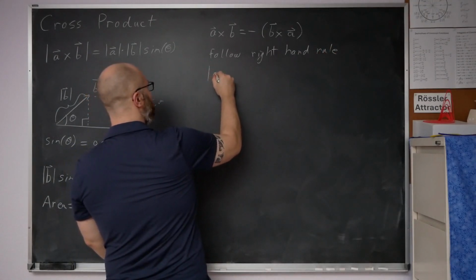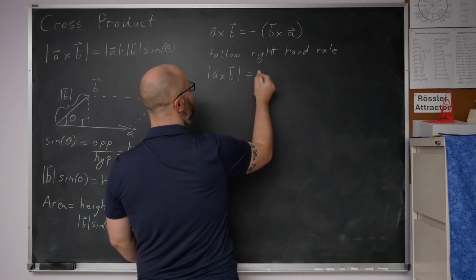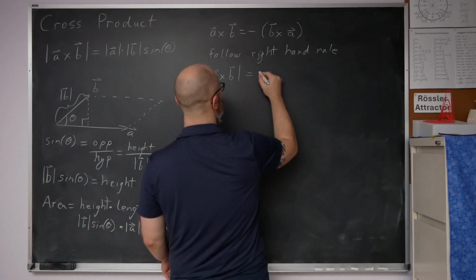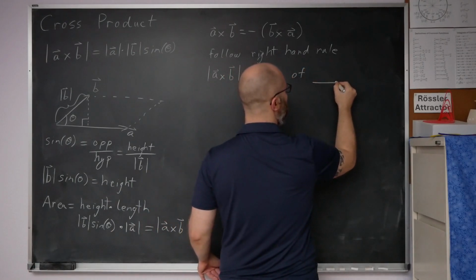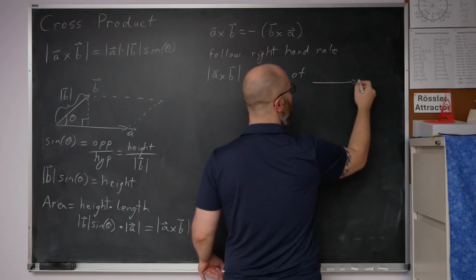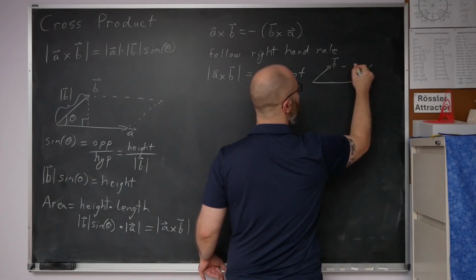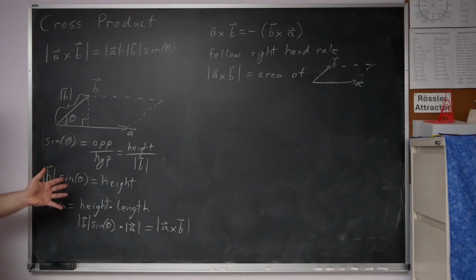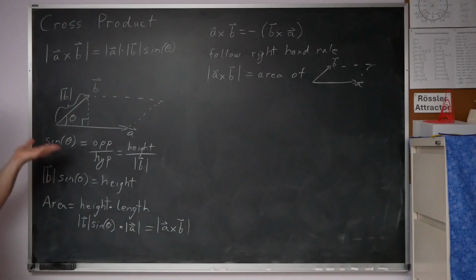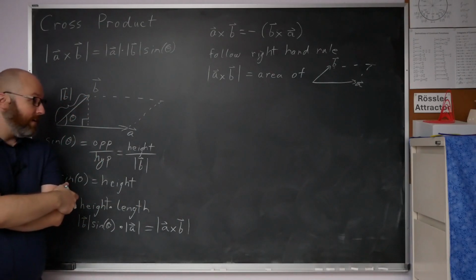And the magnitude of A cross B is equal to the area of the parallelogram formed by A and B. It's the area of that parallelogram. All right, so you've got a nice handy-dandy way to compute the cross product now using the determinant of the 3x3 matrix. And so there you go.